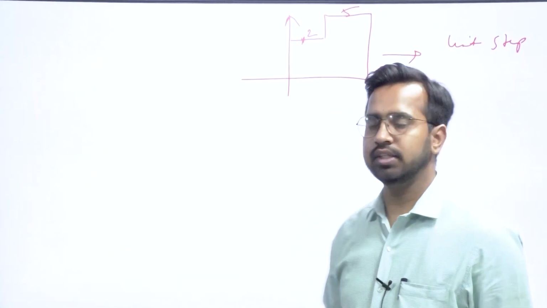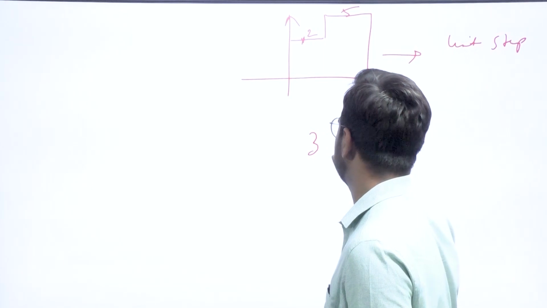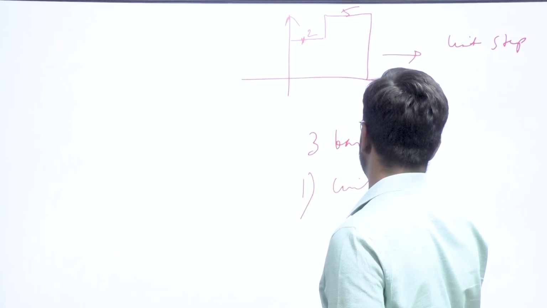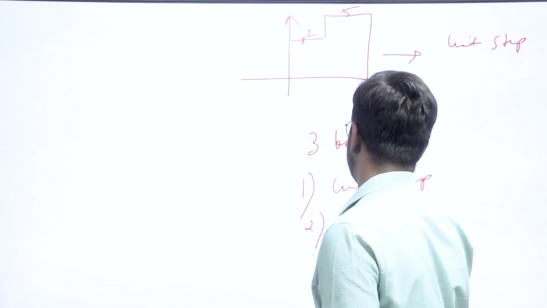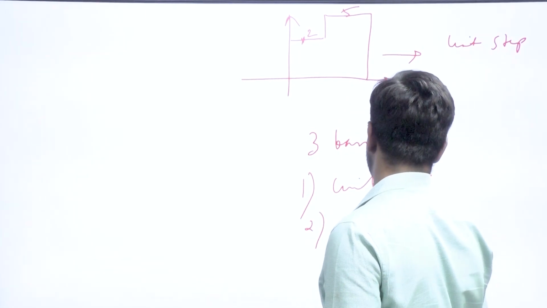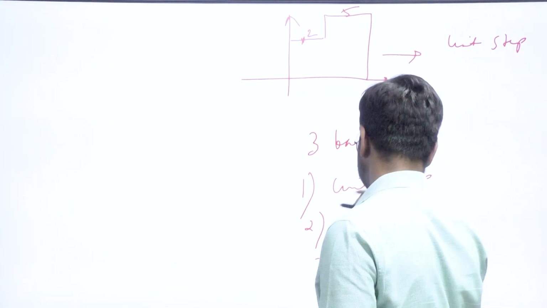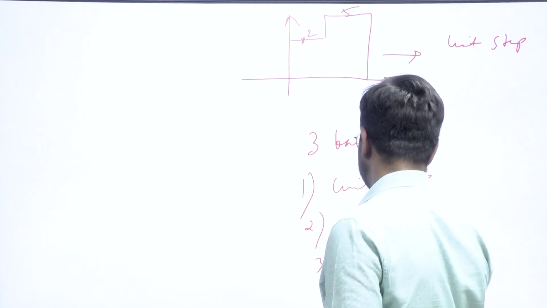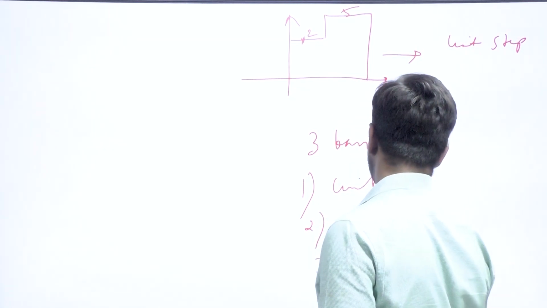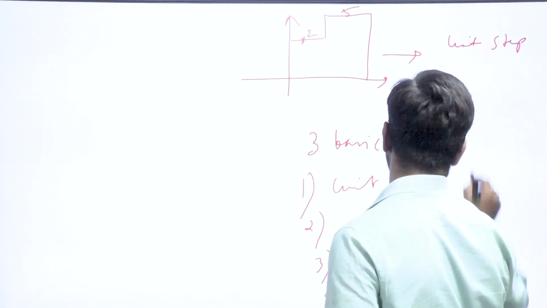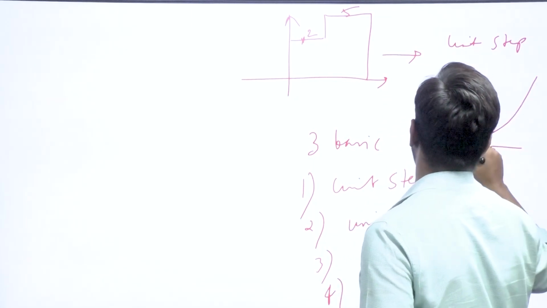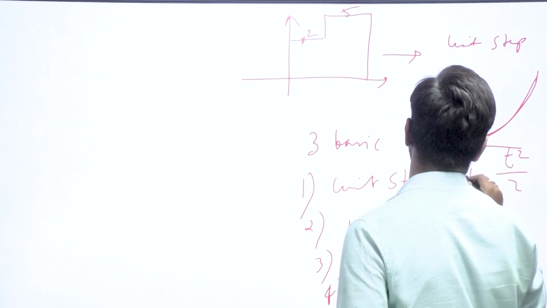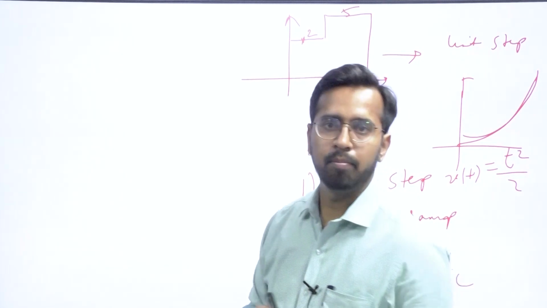What we have studied is that there are 3 basic signals. What are those? Those are unit step, second is unit ramp, and third is impulse. There can also be different signals, like a parabolic signal. What is a parabolic signal? A signal of this shape is a parabolic signal. We represent it by x(t) equal to t square by 2, which is the representation of a parabolic signal.